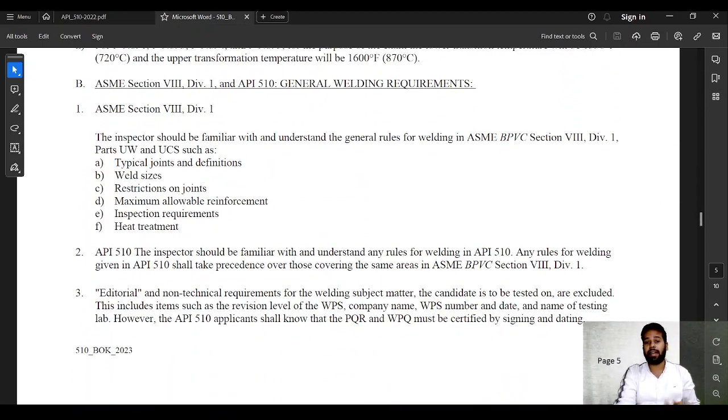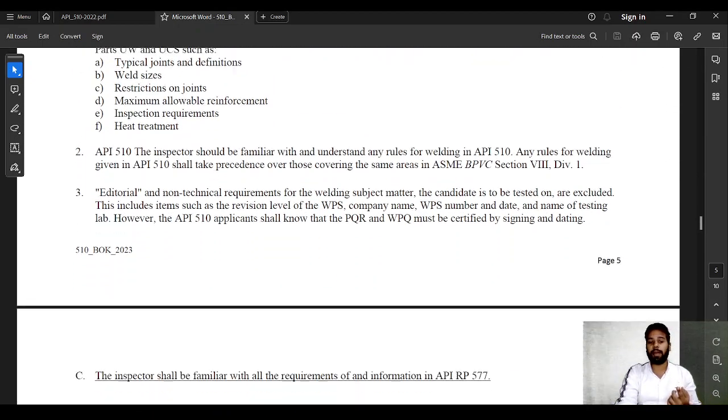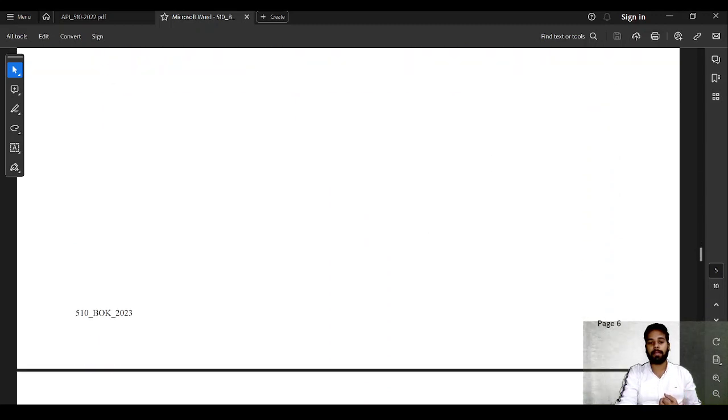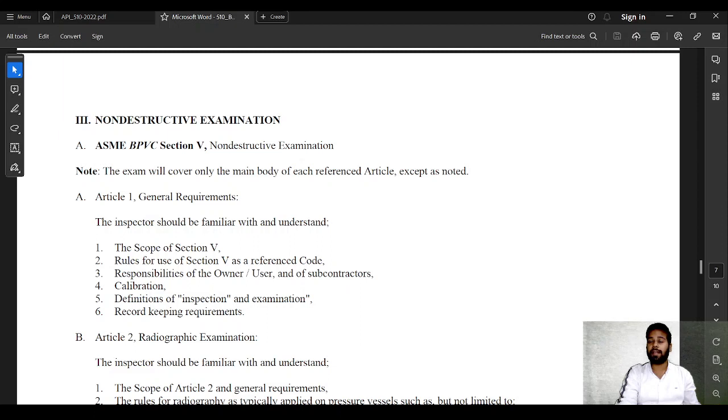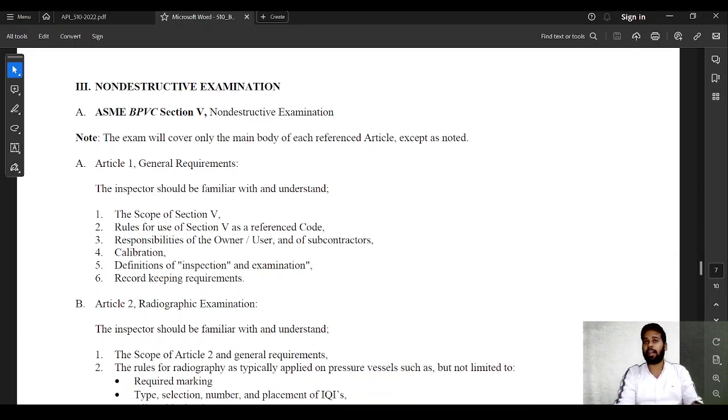Next is Section 8, general welding requirements to be known by the inspector. Non-destructive examination: various kinds of non-destructive examination are available. In ASME Section 5, all types of non-destructive examination that are going to be implemented in boiler and pressure vessel are written, but the inspector needs to know only the conventional means. In this case, Article 1 is to be known, that is the general requirements whenever implementing non-destructive examination.